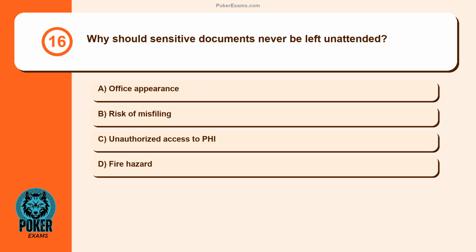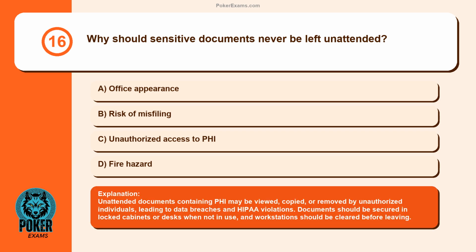Question 16. Why should sensitive documents never be left unattended? Office appearance, risk of misfiling, unauthorized access to PHI, fire hazard. Unattended documents containing PHI may be viewed, copied, or removed by unauthorized individuals, leading to data breaches and HIPAA violations. Documents should be secured in locked cabinets or desks when not in use, and workstations should be cleared before leaving.